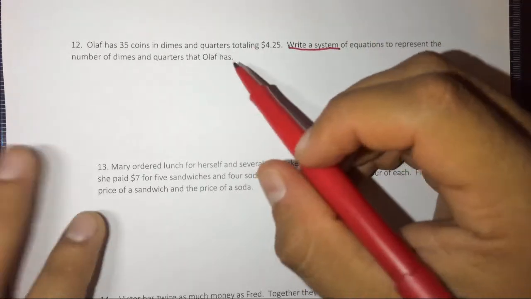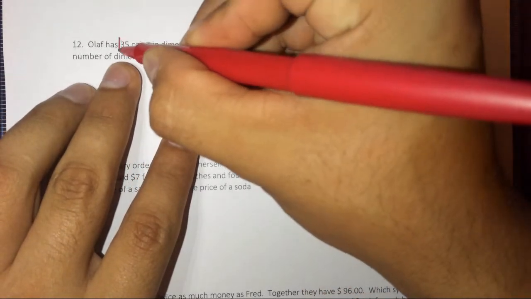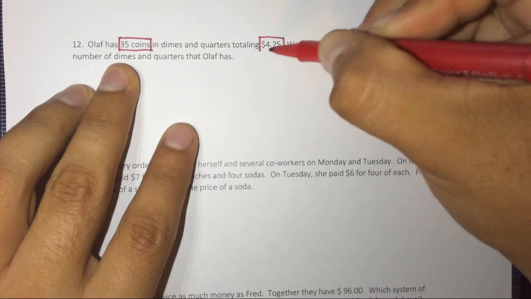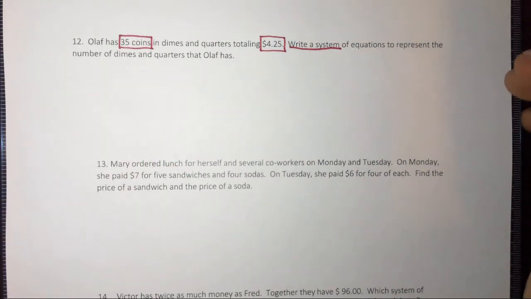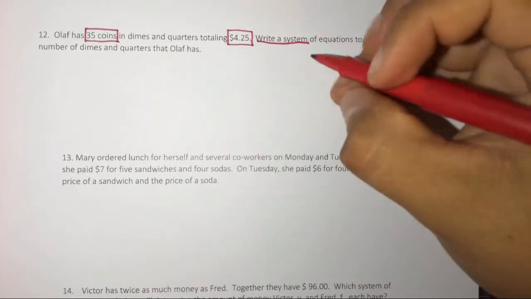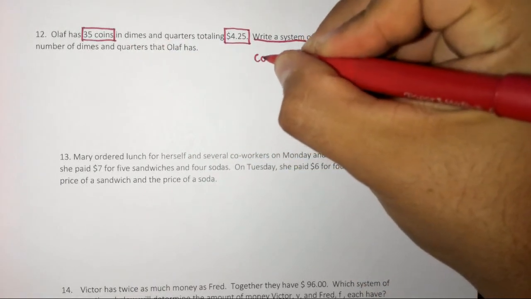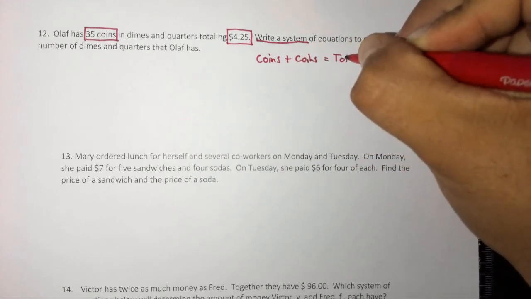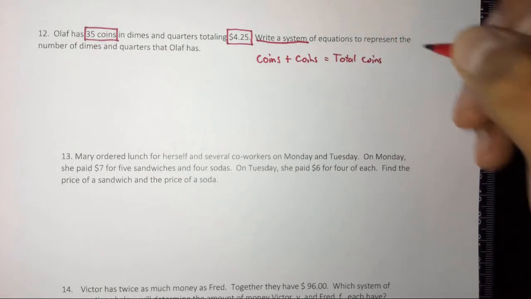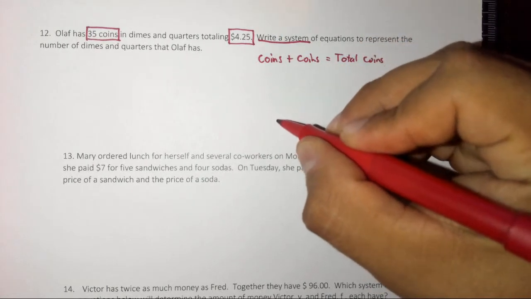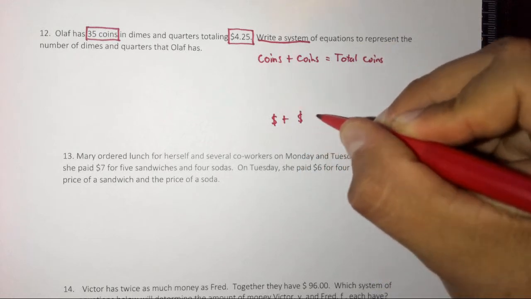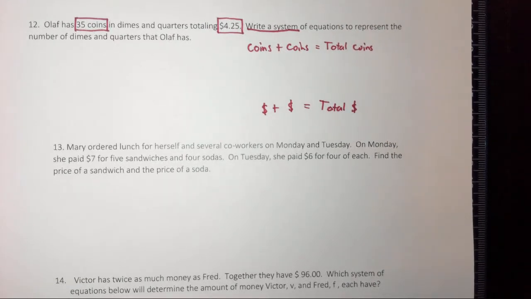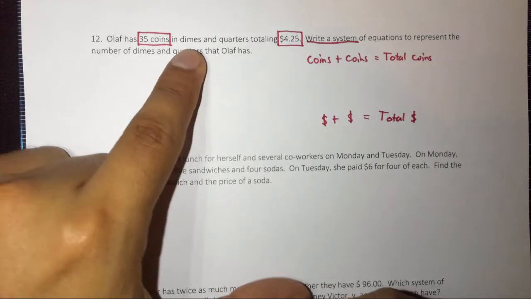Alright, so really I'm only given 2 bits of information. That we have 35 coins and that we have $4.25. But that should be enough to create my system. One equation is going to be set up like this: coins plus coins equals my total coins. My other equation is going to be money plus money equals my total money. Pretty easy setup.